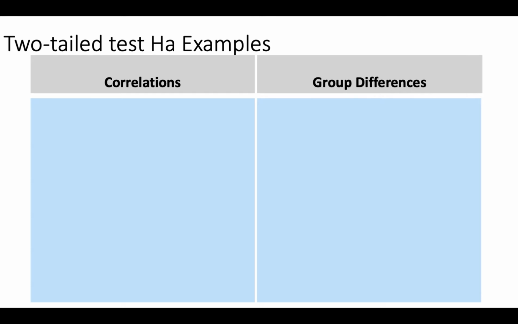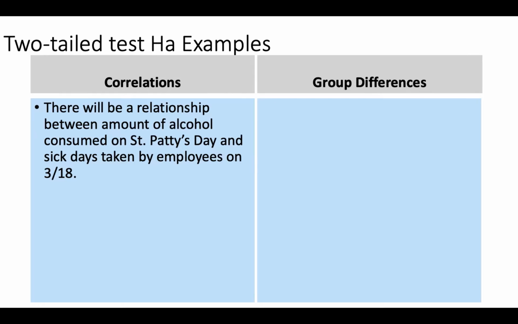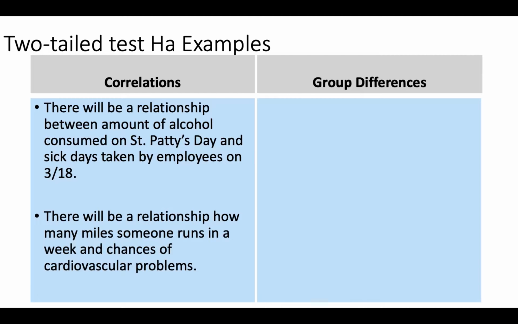So, some examples of this, and I tried to mirror these off of the one-tailed example so you guys can kind of get a clear idea of how these are different. So there will be a relationship between the amount of alcohol consumed on St. Patty's Day and sick days taken by employees on 3/18. There will be a relationship on how many miles someone runs in a week and the chances of cardiovascular problems. So neither of these correlational relationships are being predicted with a certain direction in mind. We're simply just stating we think these two things may be related to one another.